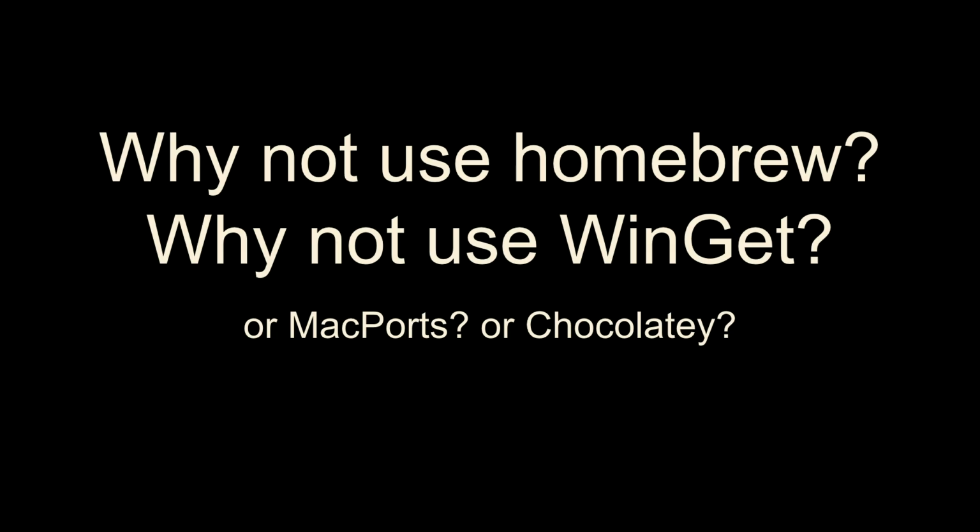So I have to give this question like, why not use Homebrew? Why not use Winget? Why not use MacPorts or Chocolatey or one of these other tools? I think that really misunderstands what AutoPkg is. These are tools that you can use to install software on endpoint devices. These are all things that you can target with AutoPkg. You can use AutoPkg to build Homebrew casks, to build Winget packages, to build MacPort packages, to build Chocolatey packages. These are examples of things that you can target with AutoPkg. These are not replacements for AutoPkg.